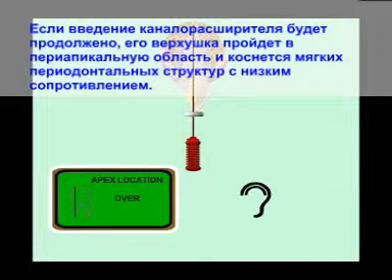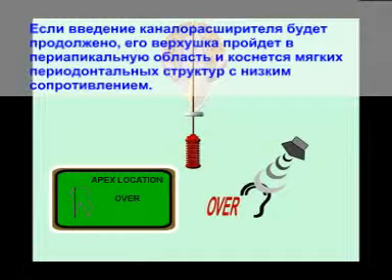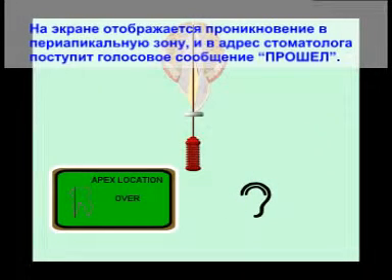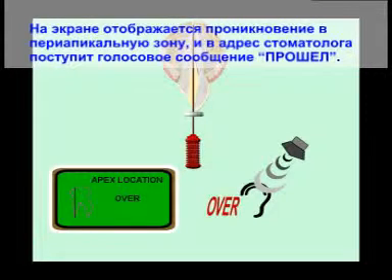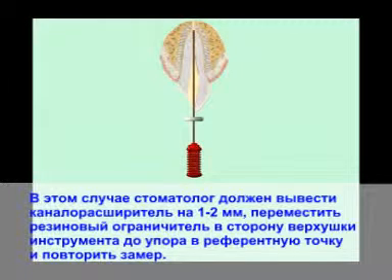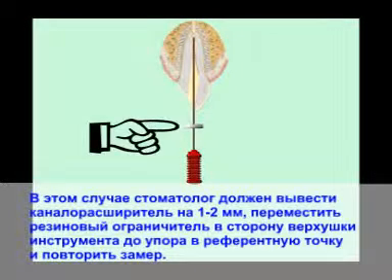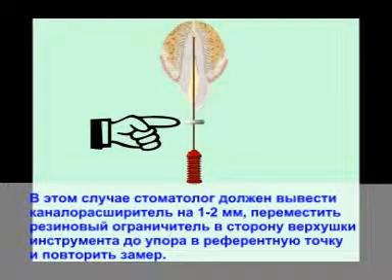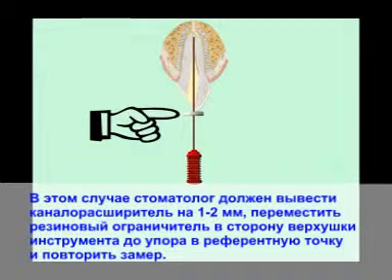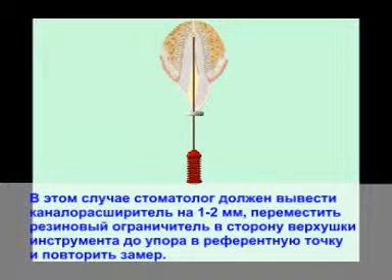The canal widener continues its penetration. Its top goes into the periapical area and touches the soft periodontal low-resistance structures. Penetration in the periapical area appears on the screen, and the dentist hears an oral message, "foramen anatomicum." In such a case, the dentist has to take out the canal widener by 1–2 mm, move the rubber stop towards the instrument top till it touches the reference point, and then repeat the measuring.